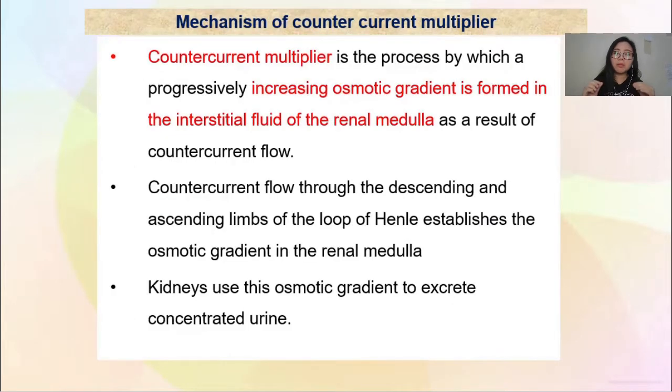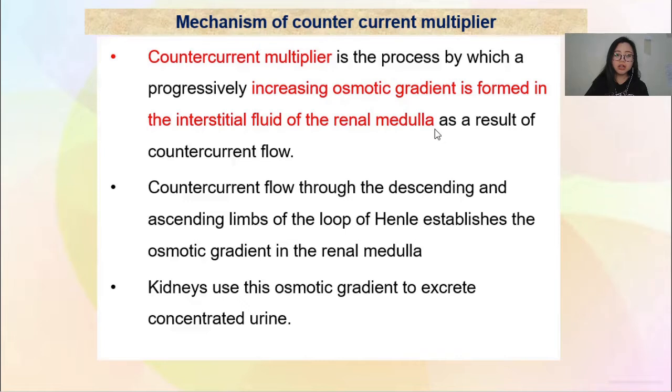This countercurrent multiplier is the process by which a progressively increasing osmotic gradient is formed in the interstitial fluid of the renal medulla as a result of countercurrent flow. Proses countercurrent multiplier ini adalah proses di mana osmotic gradient akan terus dihasilkan antara kita punya nephron, punya filtrate, dengan interstitial fluid of renal medulla, tisu-tisu di sekeliling dia. Bila kamu explain, jangan guna medulla saja ya, mesti cakap renal medulla.